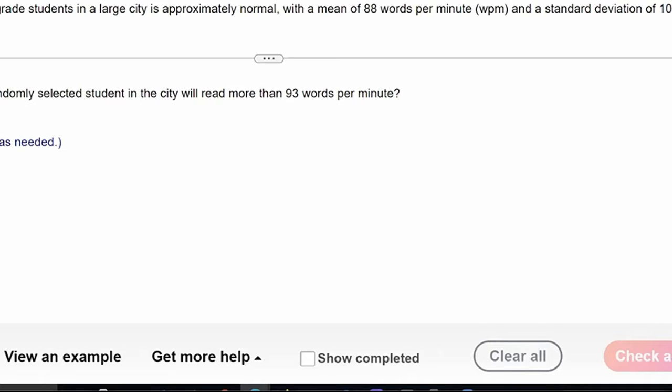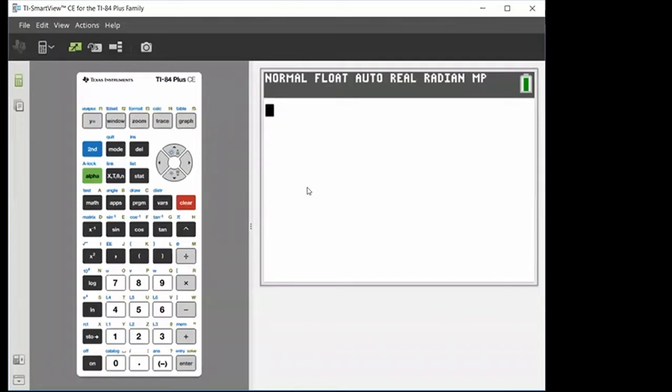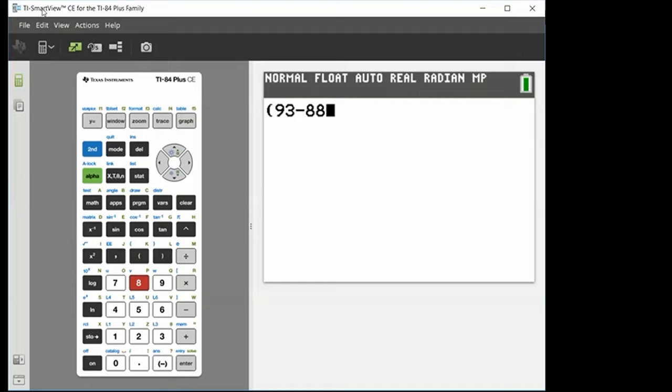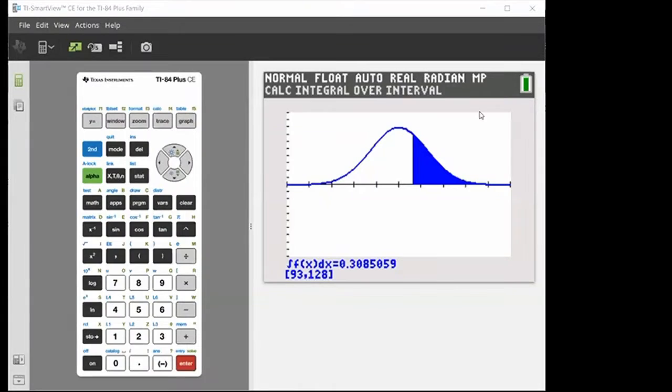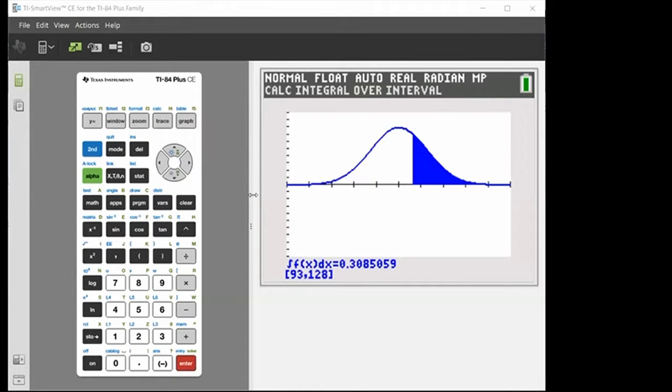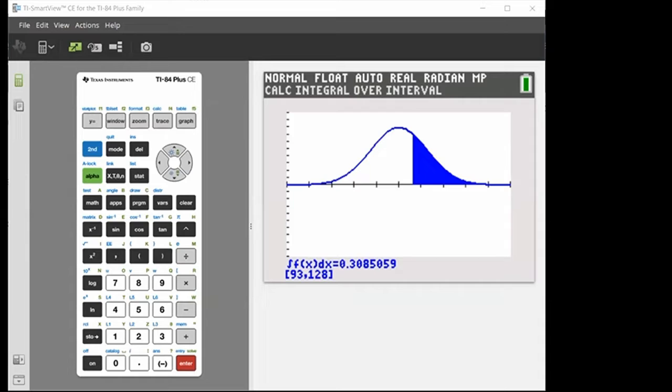We're going to have the 93 minus the mean of 88 divided by the standard deviation of 10. So we're looking up 0.5, but our shading is going to the right because we are asking for the probability that the randomly selected student will read more than 93 words per minute.